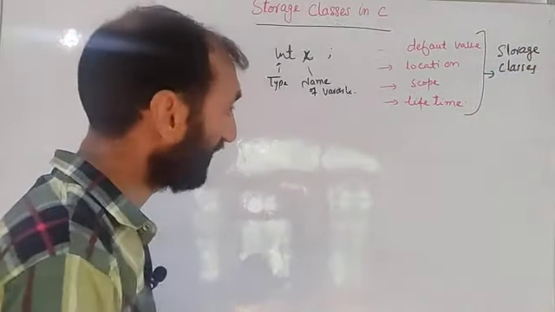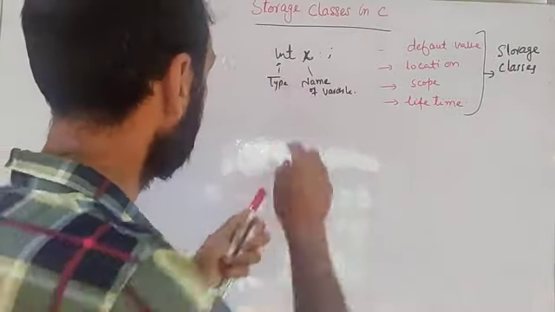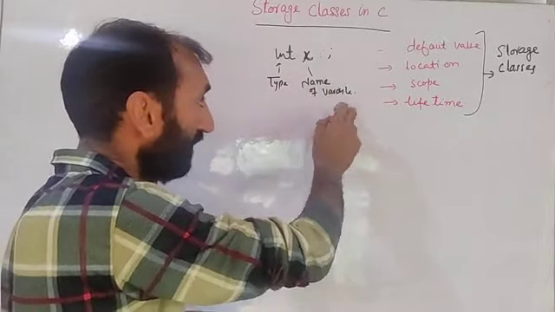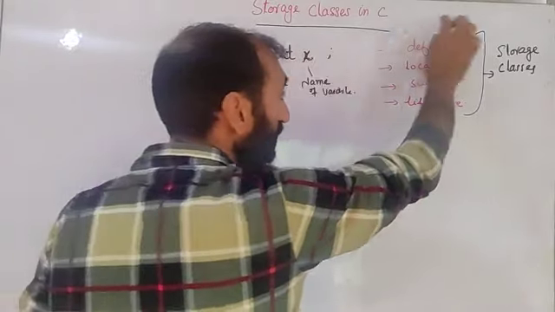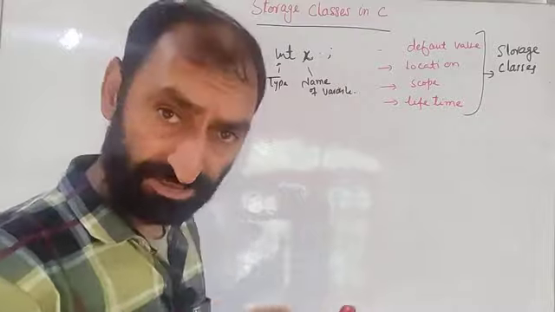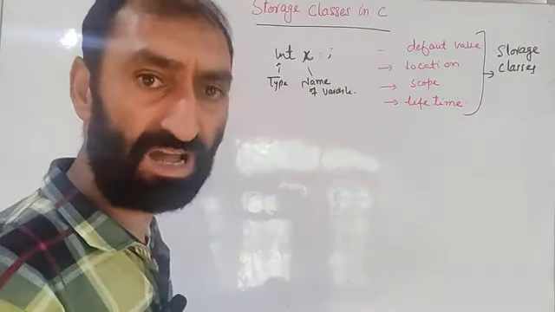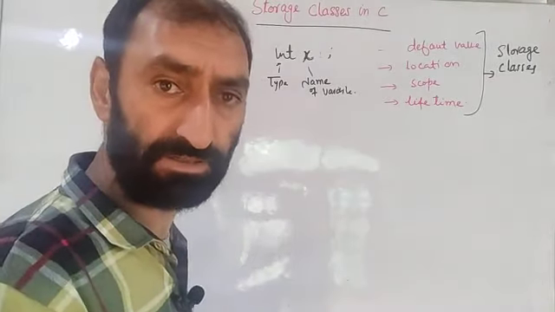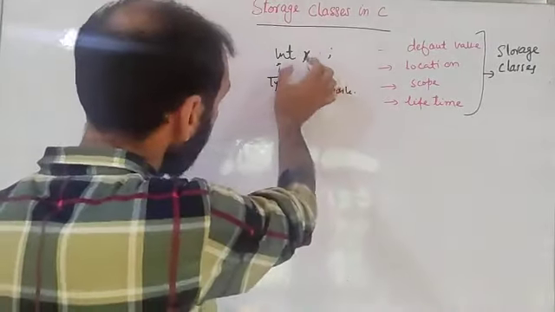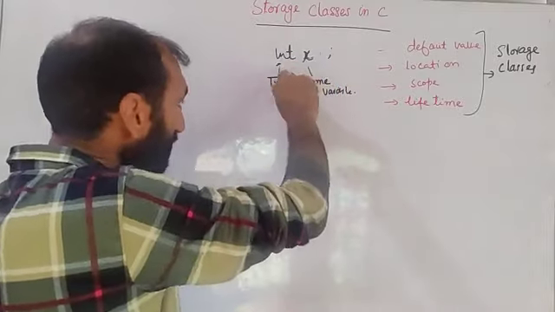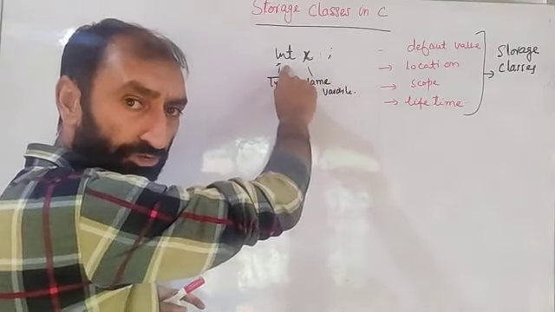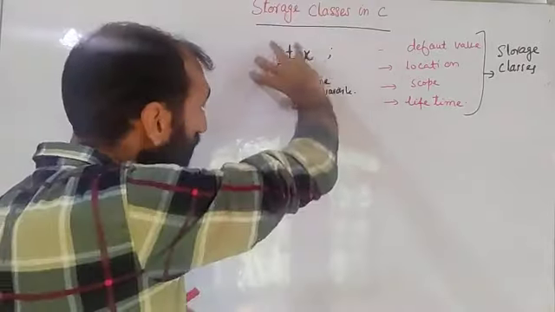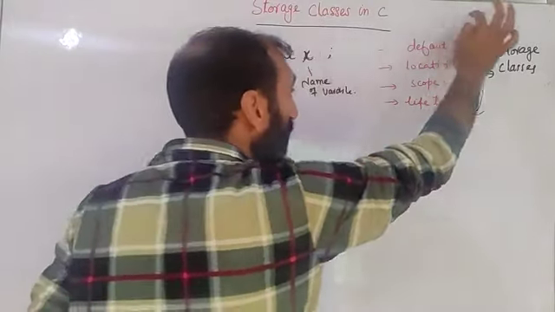Now we can say that in addition to these two properties, type and name of the variable, the variable is associated with the storage classes. Because whenever we declare a variable, at that time it only tells us the type of the value that is going to be stored in the variable and the name of the variable only. But in addition to that, it is associated with the storage classes.